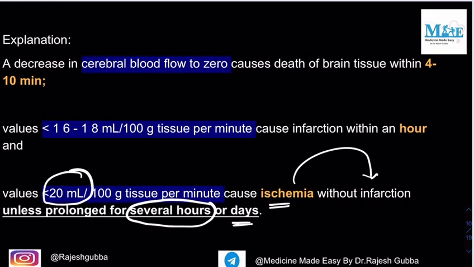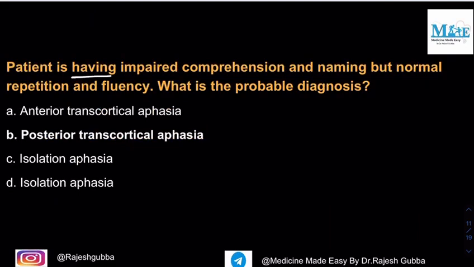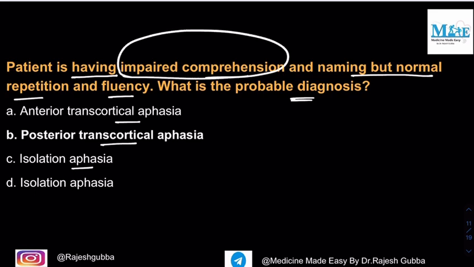And the next question is, patient is having impaired comprehension and naming but normal repetition and fluency. What is the probable diagnosis? The options are anterior transcortical aphasia, posterior transcortical aphasia, isolation aphasia. So now what are the problems in this patient? Only there is impaired comprehension and there is also impaired naming. But repetition is normal and the fluency is also normal. So you come across this in patients with posterior transcortical aphasia.